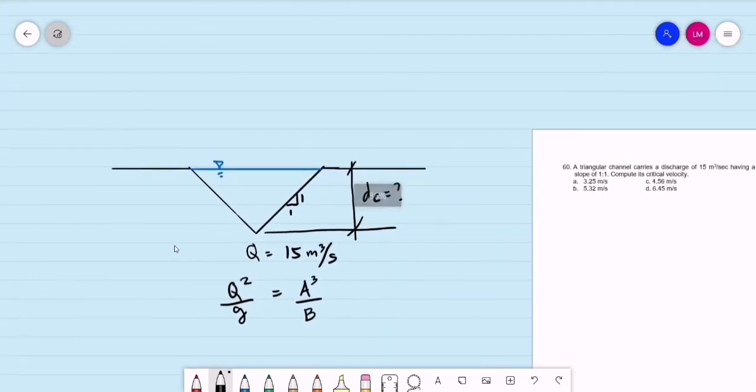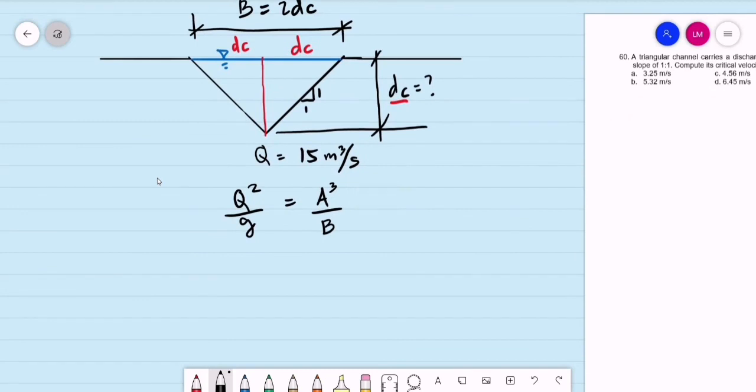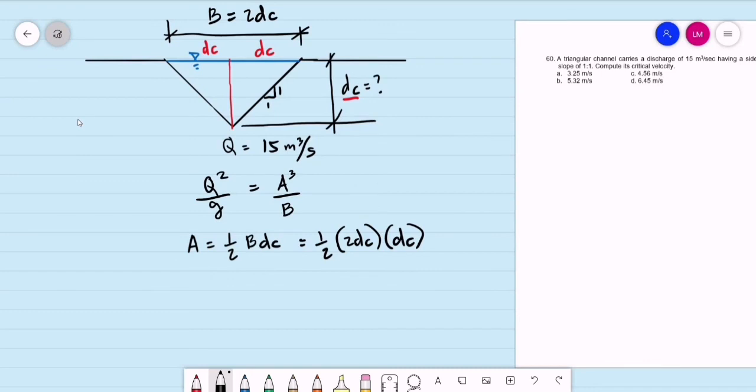So ang gagawin lang natin dito, express lang lahat natin ng unknowns, gawin natin in terms of the critical depth. So ito yung top base niya. Since 1:1, di ba pag 1:1, horizontal is equal to vertical. So, in terms of critical depth, ang magiging equivalent ng top base is twice the critical depth. Tapos, ano yung area ng triangular section na yan? The area is 1/2 of the top base times the critical depth, or 1/2 base times height halos. This is 1/2 of twice the critical depth, times the critical depth. Ginawa lang natin in terms of critical depth lahat. So we have the area is equal to the critical depth squared.